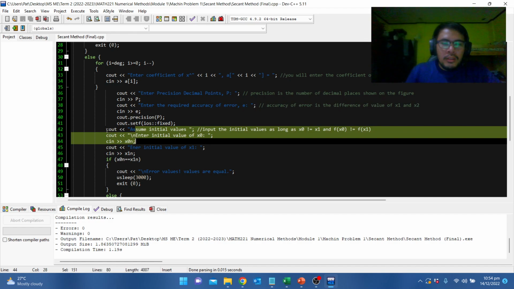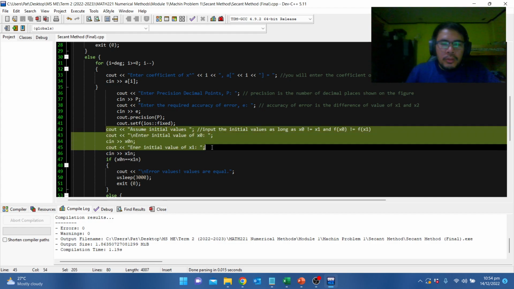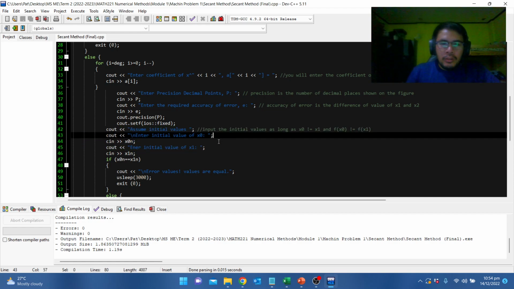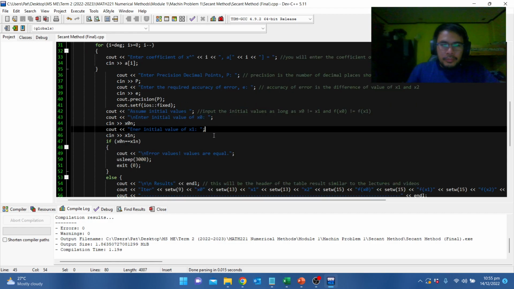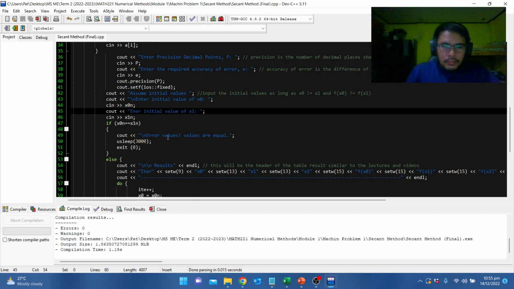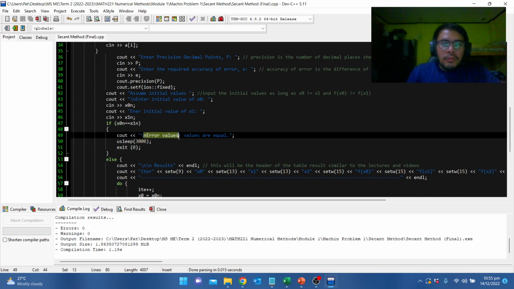This one is where you will input the first values of x sub 0 and x sub 1. Note that x sub 0 and x sub 1 must not be equal, and their f(x sub 0) and f(x sub 1) are also not equal. As you can see here, if the values are equal, it will display error, values are equal, and it will stop the program.